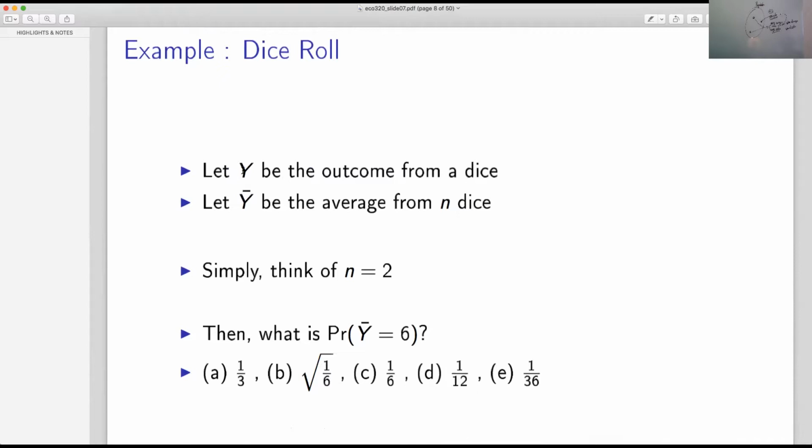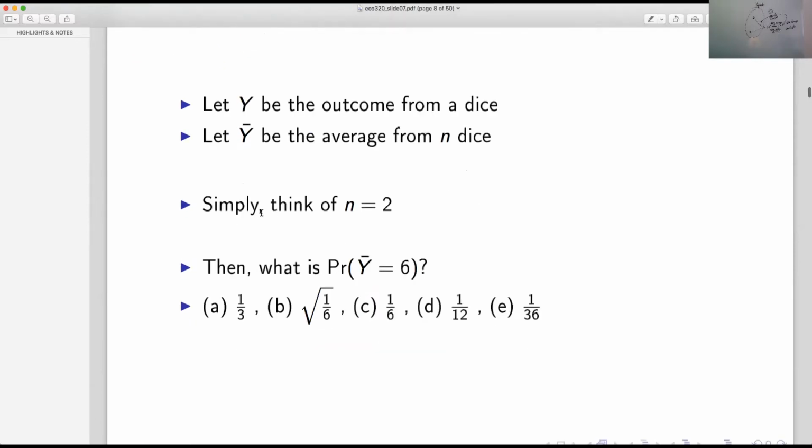Okay, so this is another example. Let's say Y is the outcome from a die, and Y bar is the average from n dice. Simply think, let's say we have two dice. What is the probability that Y bar equals 6?